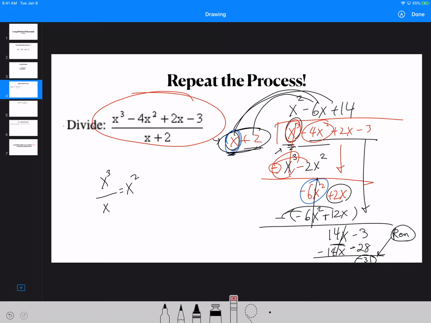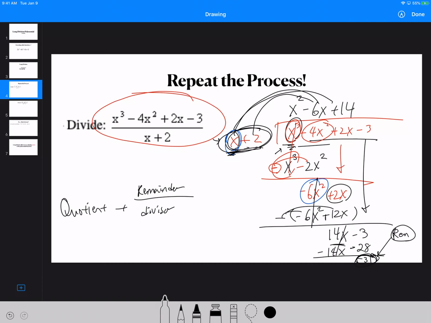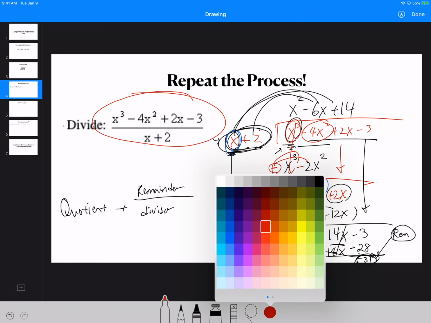So how do we write our answer as a whole? Well, we always want to write our answer in terms of quotient plus the remainder over our divisor. Because technically speaking, you still have to do the same process where you divide negative 31 by x plus 2. In other words, how many times can x fit in negative 31? Well, you can't, so you have to stop there. This is how much you get, right?